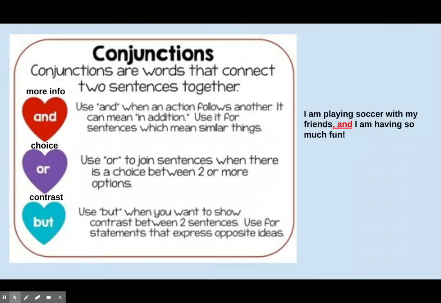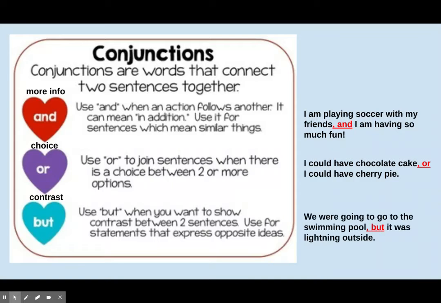And here's these sentences again. I'm playing soccer with my friends, comma, and I'm having so much fun. Similar. I could have chocolate cake, comma, or I could have cherry pie. Very different. It's a choice between two different things that you can have. We are going to the swimming pool, but it was lightning outside. And those express opposite ideas.